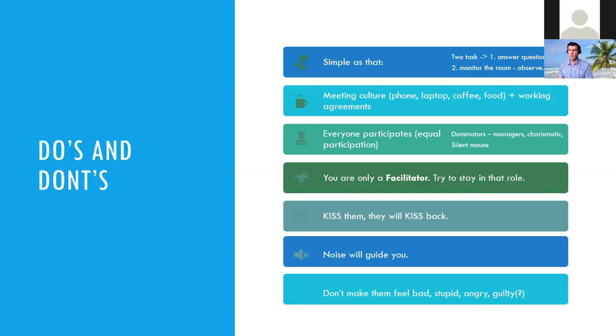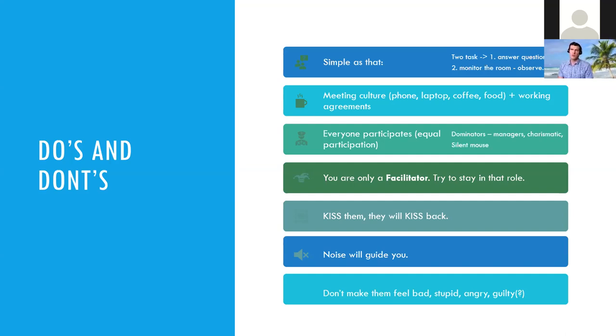Keep it simple, stupid. Don't use too sophisticated words, especially if it's not your mother tongue. It's not poetry, and this is not a Nobel Prize. We're just here to talk things over. It's business. Noise will guide you. This is noise, it's emotions.